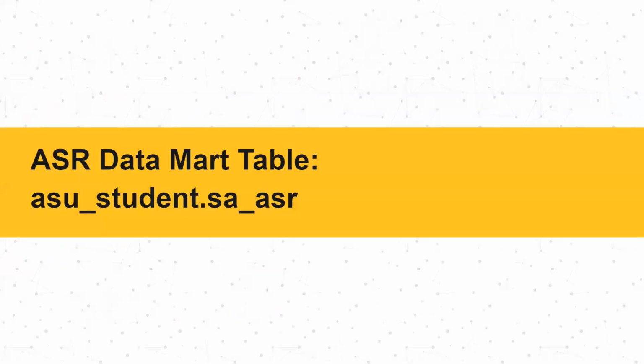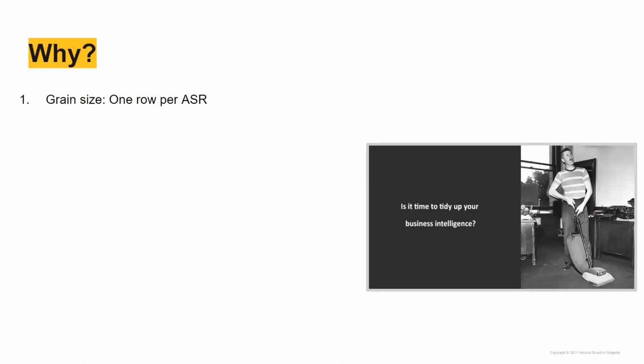So what we did, as part of the data mart, is we said, let's come up with a table that makes it a heck of a lot easier to use this data. And that is this table. It's in the student schema, and it's SA. SA is abbreviated for student analytics, and then ASRs. Okay, so what's the grain size? It's 1 row per ASR.